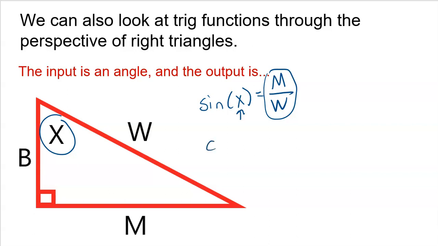It's that ratio. Cosine of angle x would be the adjacent divided by the hypotenuse. Again, so you could define the trig functions based on the unit circle, x-coordinate, y-coordinate, or you could define it based on a triangle, ratio of opposite over hypotenuse, adjacent over hypotenuse, and so forth.